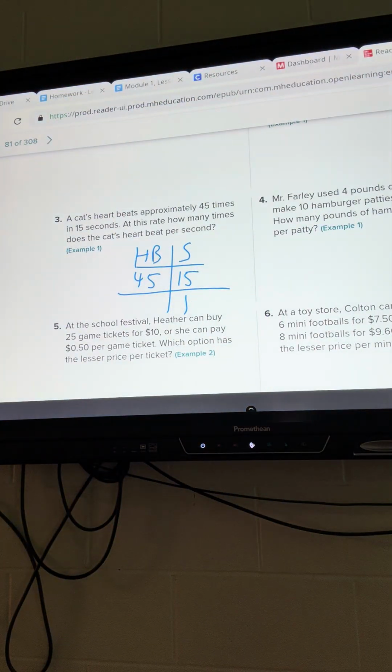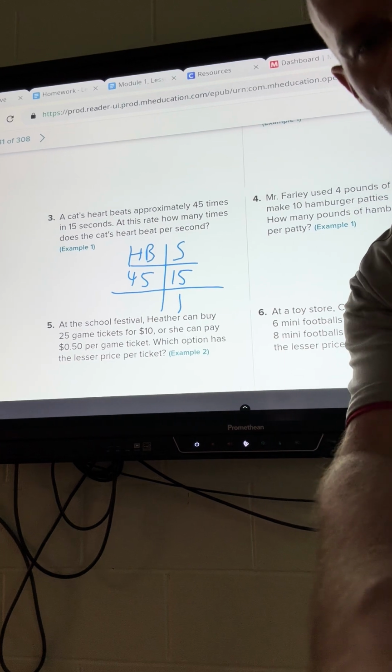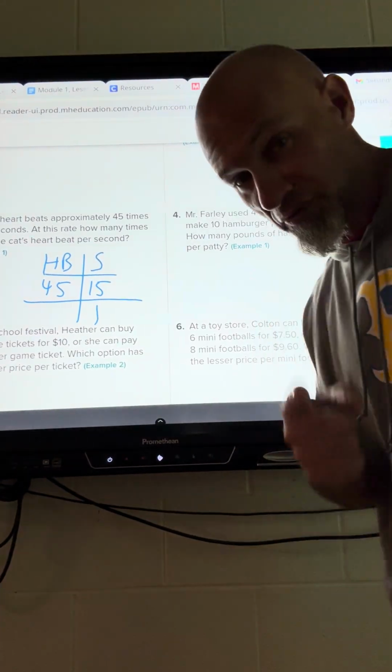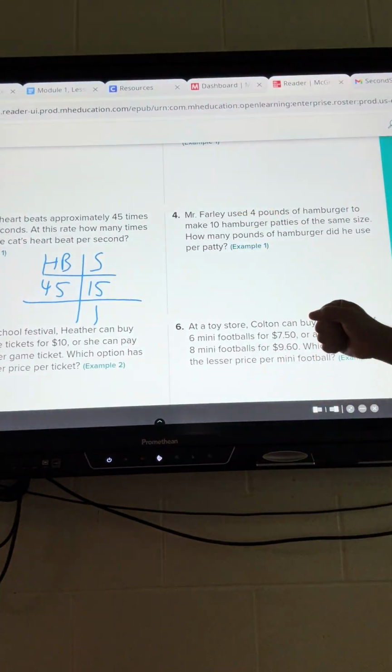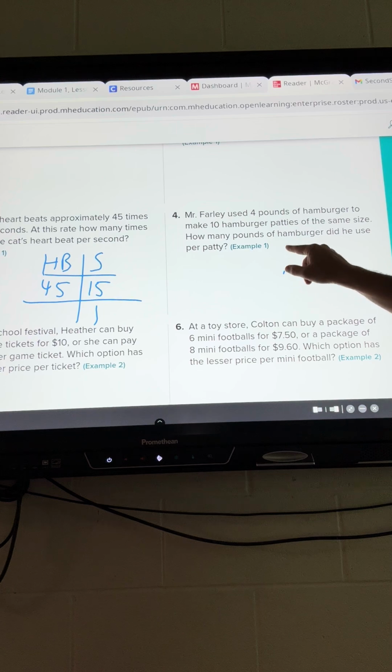And then number 6, the toy store. Colton can buy a package of 6 mini footballs for $6.50, or oh no, we're not doing that one. Mr. Farley, I'm sorry. Mr. Farley used 4 pounds of hamburger to make 10 patties.